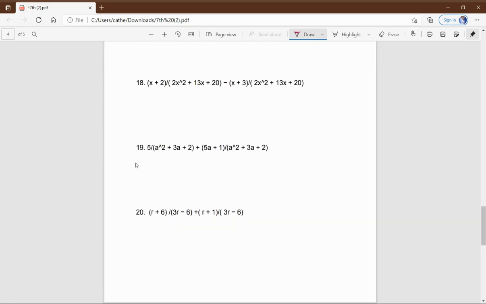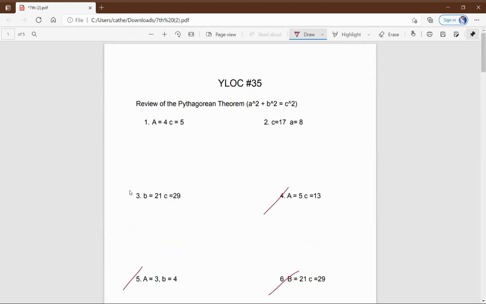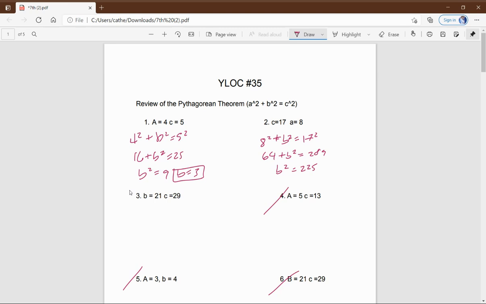Oh, there's no page 4. Page 5. And we have 4 pages. Okay. 4 squared plus b squared equals 5 squared, which is 16 plus b squared equals 25. So b squared would equal 9, so b equals 3. Okay, 8 squared plus b squared equals 17 squared, so 64 plus b squared equals 289. So b squared equals 225, and if you square root it, it'll be 15.